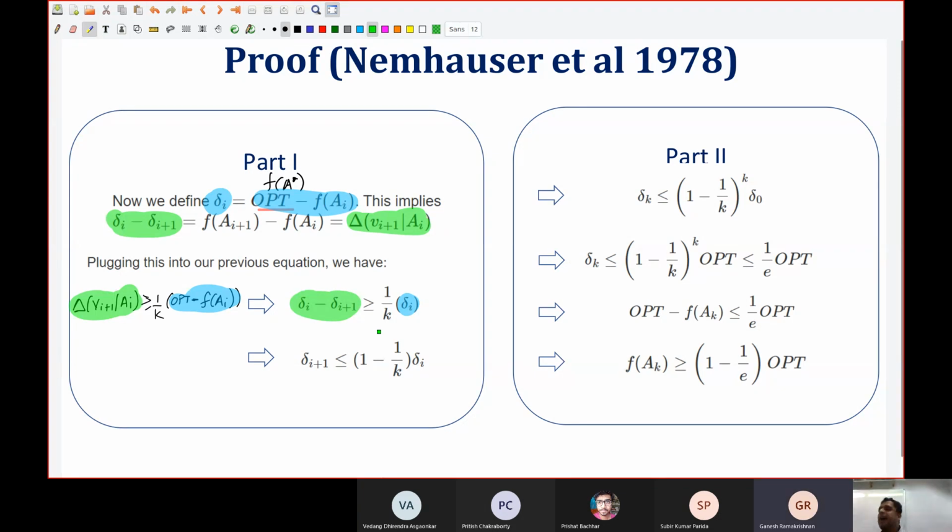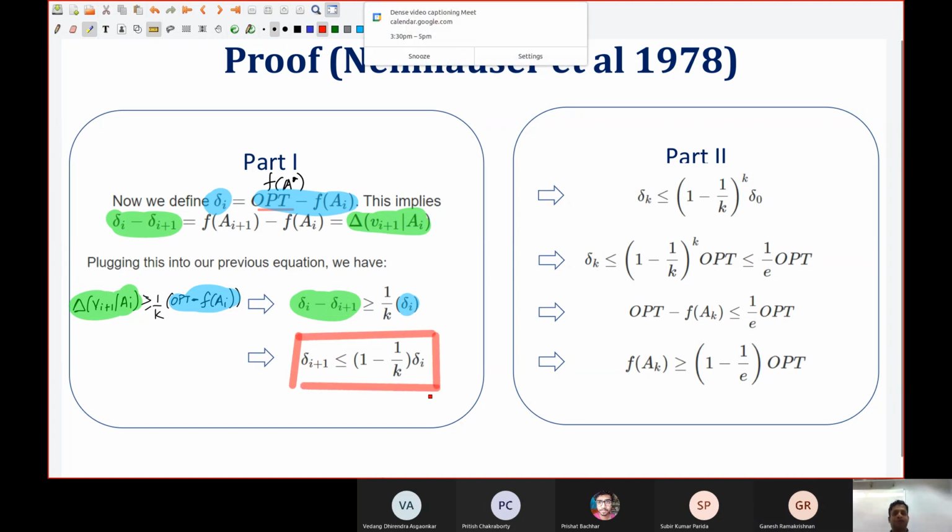This is clear. So now I just want to write the expression in terms of delta i's, the gap of the function on ai from the opt. That's it. So delta i plus 1 therefore is, you can bring the delta i to this side, 1 minus 1 upon k delta i. Now you can see where the e is coming from, 1 minus 1 over e, right? This should be very exciting to everyone. This inequality is the key here. Delta i plus 1 is less than or equal to 1 minus 1 over k delta i.